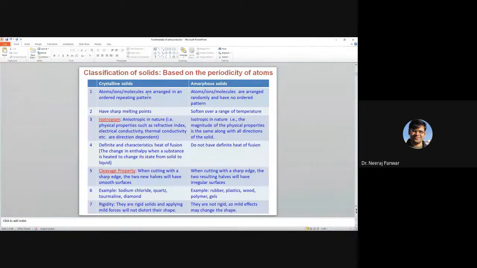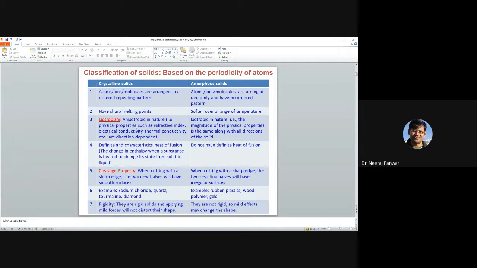So because the crystalline solids are having periodic arrangement, therefore they have the sharp melting points. We can define that. For example, ice will melt at 0 degree centigrade, but amorphous solids don't have very well defined melting points. And isotropism, we have already discussed this. Isotropic properties, because crystalline solids have the periodic arrangement, especially the single crystals, so they are anisotropic in nature.